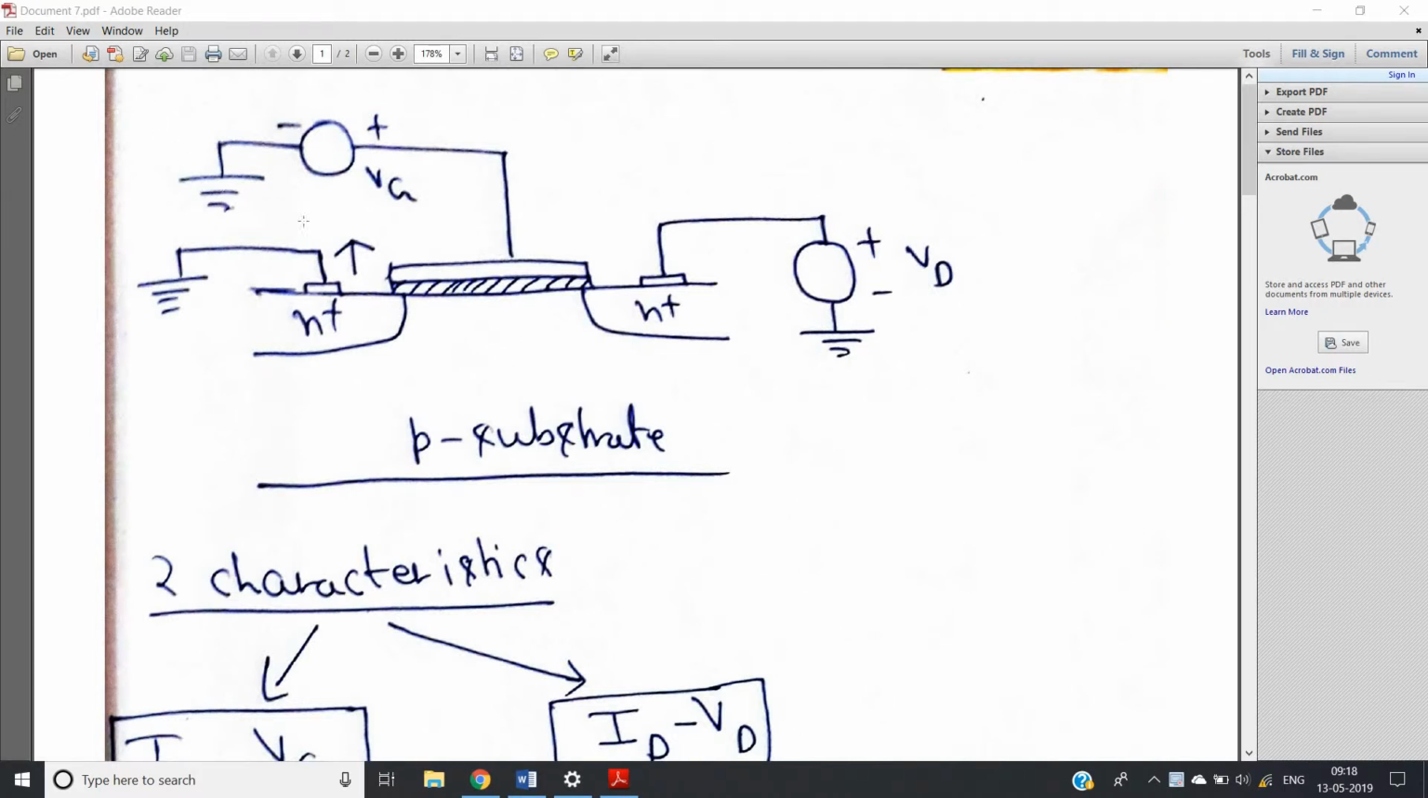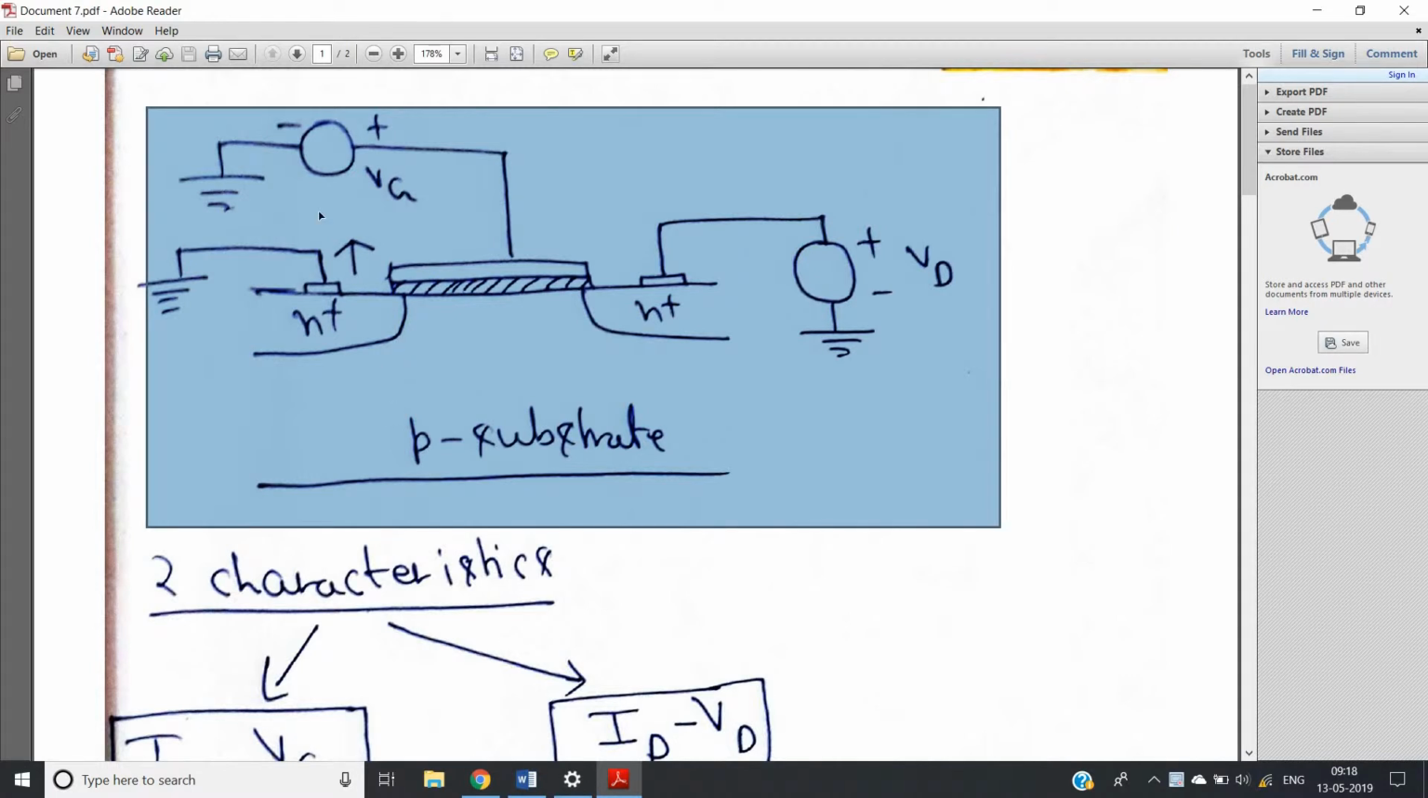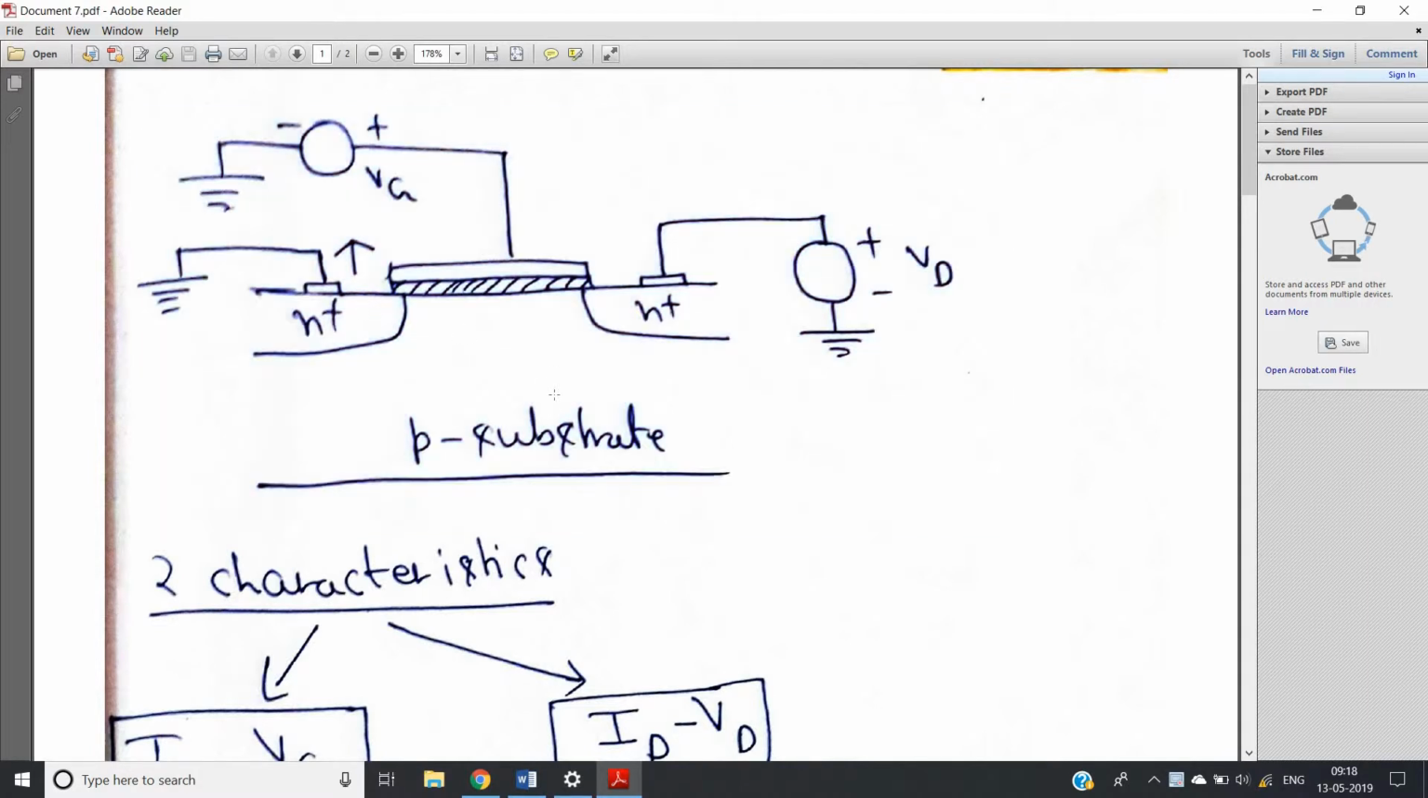Hello friends, in my previous video I discussed in detail the physical structure of the MOSFET and the device operation. From that concept you know that this is the basic cross-sectional or side view of a MOSFET, where there is a p-type substrate, and in the p-type substrate there are two regions with high doping concentration of n-type semiconductor.